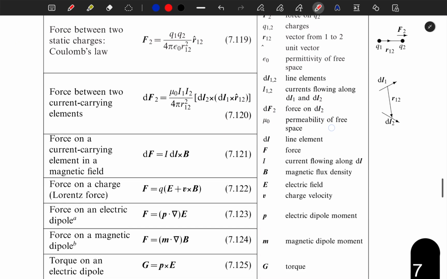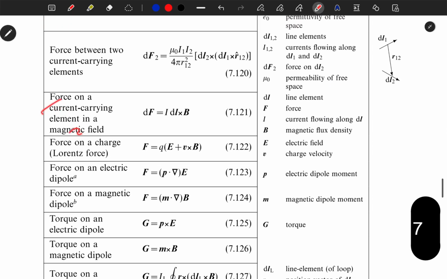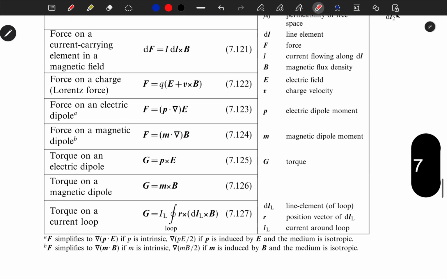Force on a current carrying element in a magnetic field, delta F equal to q v cross B, or you can write I dl cross B. Force on a charge: q E plus q v cross B. Force on an electric dipole: F equal to p dot nabla of E. Force on a magnetic dipole: m dot nabla of B. Torque on an electric dipole: p cross E. Torque on a magnetic dipole: m cross B. Torque on a current loop: I times integral of r cross (dl cross B).